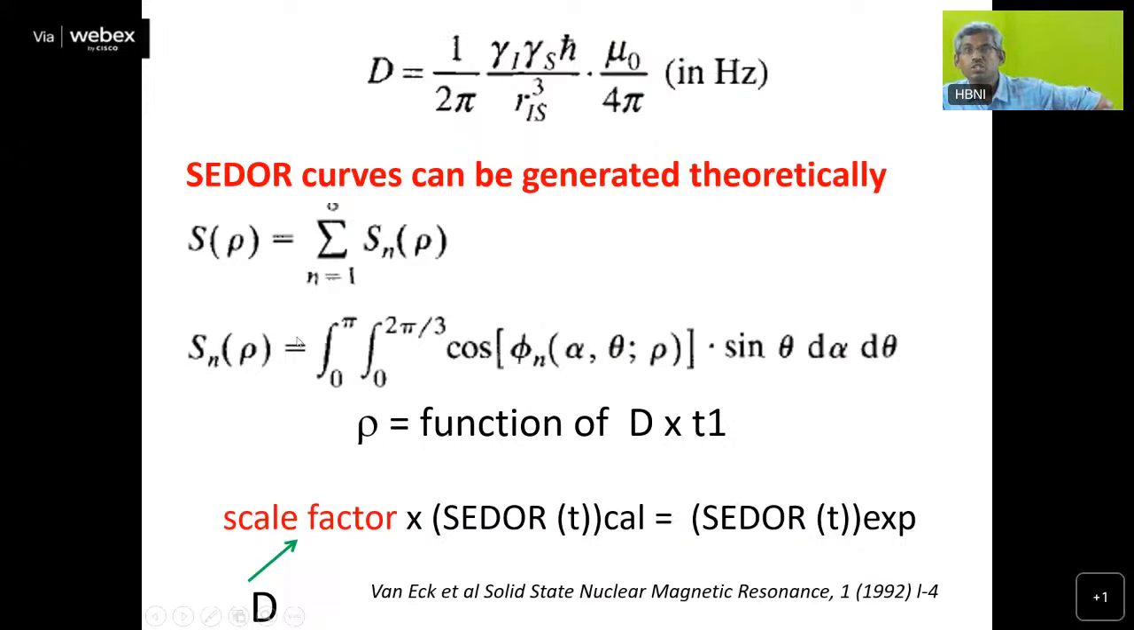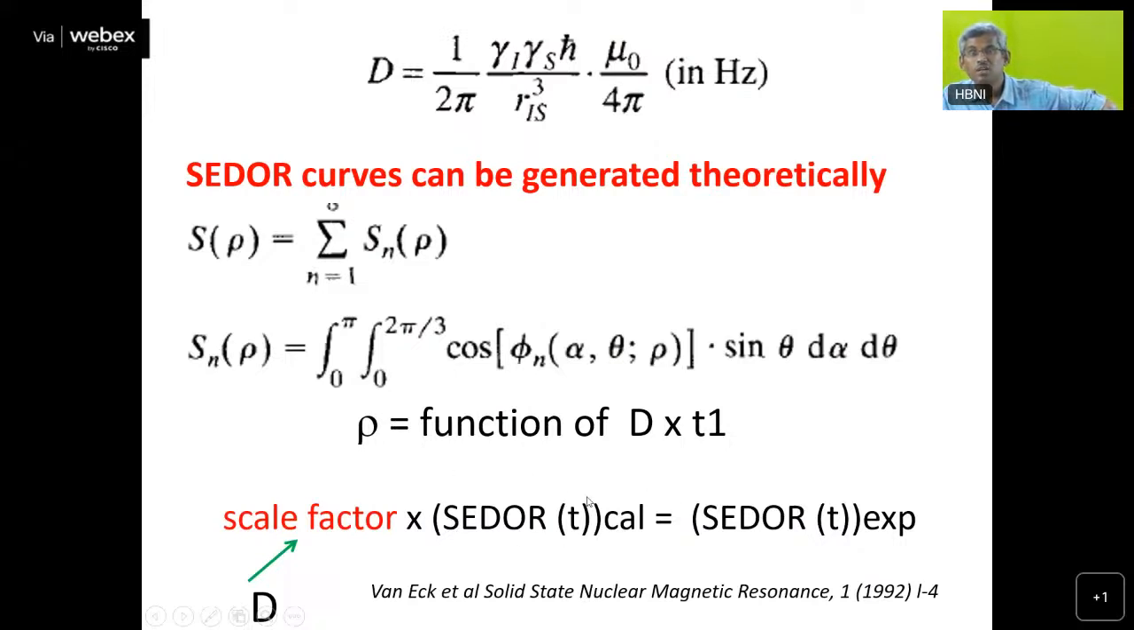So rho is nothing but a function of the dipole-dipole coupling and T1. T1, you know, is nothing but the time delay involved in the application of the pi pulse. The product of D and T1 is called rho. So the spin echo intensity as a function of rho, you can calculate by this expression, with alpha, theta, phi, etc. It is coming from the polar angles. If you know the principal axis system as well as the symmetry of the molecule, you can calculate and get the value of S and rho. Correct? So this is nothing but the SEDOR intensity calculator.